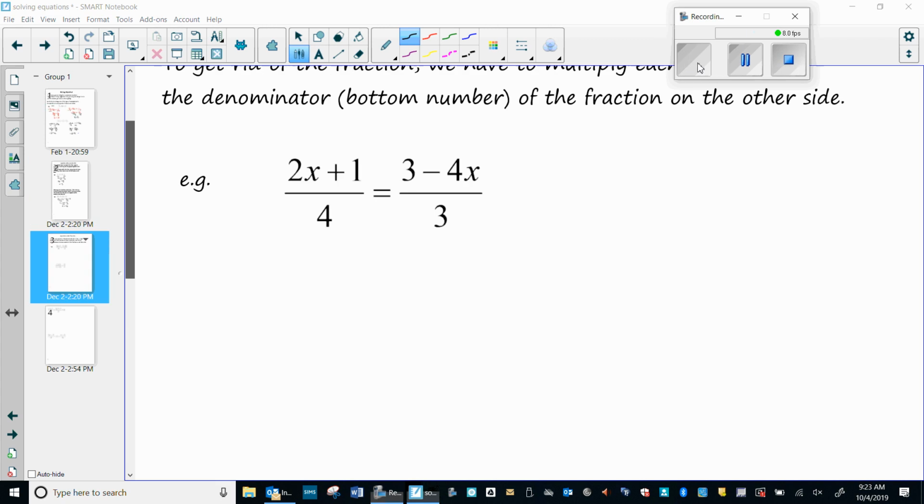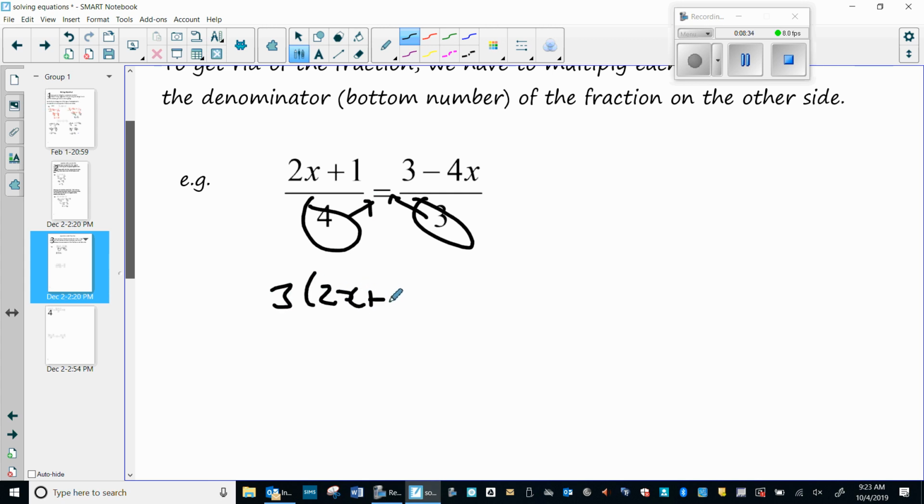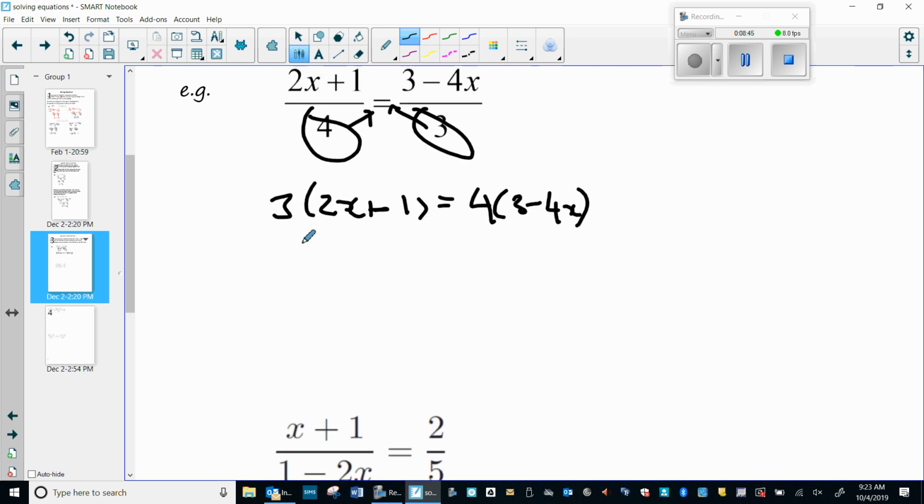Perfect. All right, okay. So Julia, tell me what to write. So first we would put the 3 to the other, you would do the cross thingy. Yeah, so that one's going up there, and that one's going up there. So it would be 3 bracket 2x plus 1 equals 4 bracket 3 minus 4x. Good, and it's great you're using brackets because we need to make sure we're multiplying everything by those numbers. Good. Then you would, what is it called? Yes, yeah. So I'm going to expand the bracket to be 6x plus 3 equals 12 minus 16x.